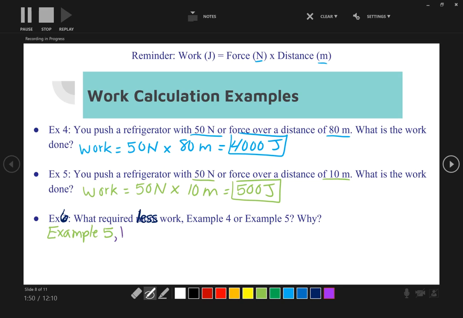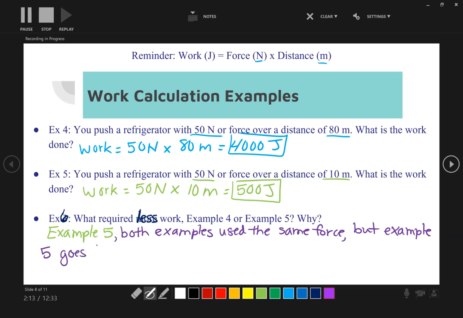So why? In both examples, they used the same force, but example 5 goes less distance. So if the force is the same, the fewer distance you go, the easier your work.